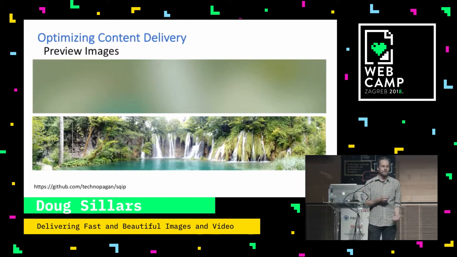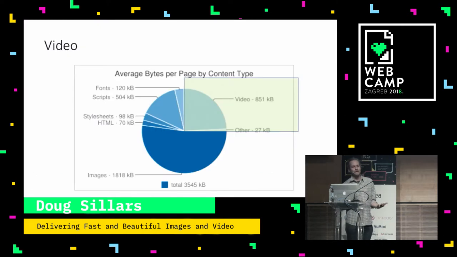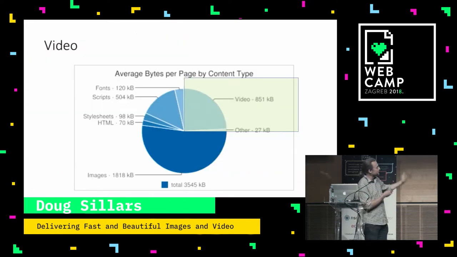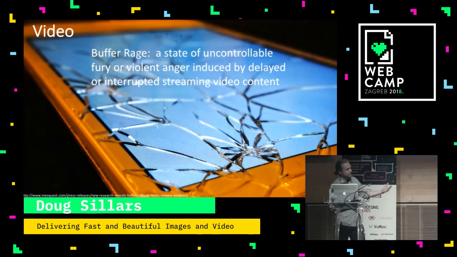And you can do really fancy things. You can put SVGs in place, so you get an idea that they're waterfalls. So there's a lot of different ways you can optimize images to speed up the delivery of both your web pages and the images themselves. But let's now talk a little bit about video before I run out of time here.